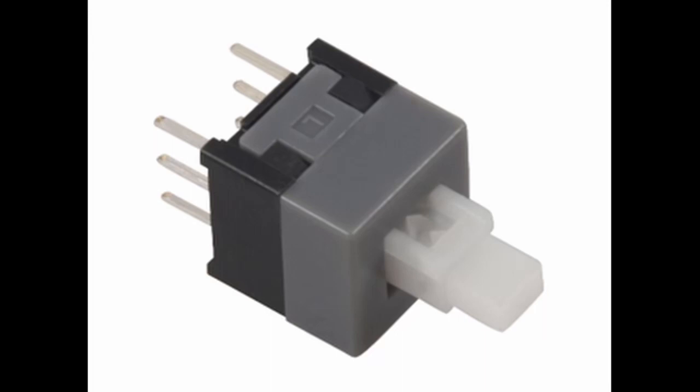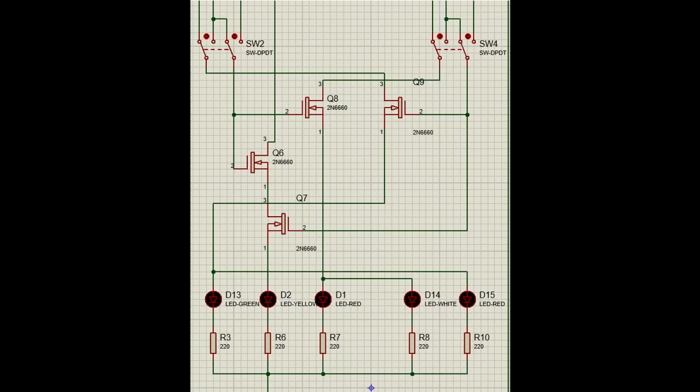We have implemented manual control as well as automatic timing based control in parallel, to manually switch on and off either red or green. Two push buttons were required for each signal. These are DPDT switches. Their poles connect to a network of MOSFETs that control the switching operation.